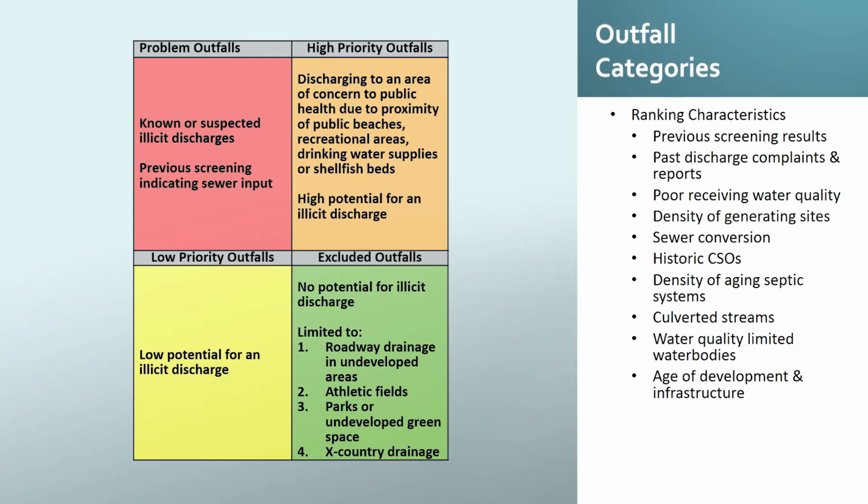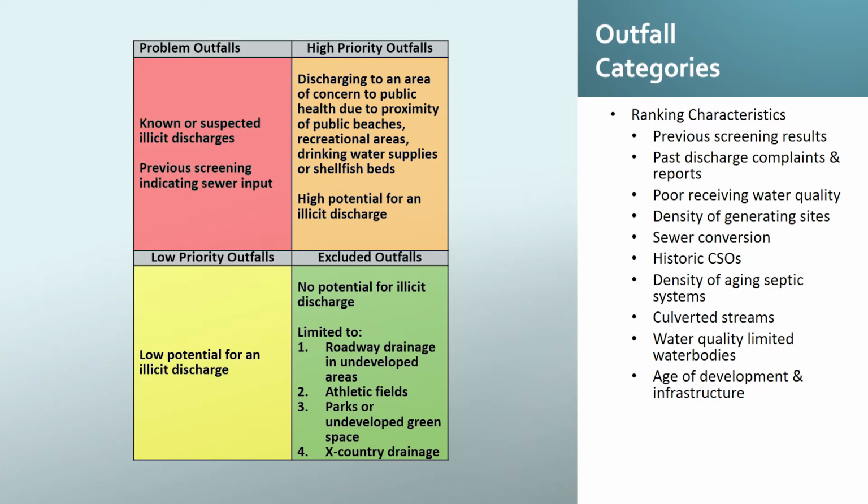These are areas where you have suspected or known illicit discharges, and the likely input is from sewer sources. So these are just like low-hanging fruit. You know them already. They get put into the problem outfalls. These don't need to be screened for dry weather because you already know that they're a problem.